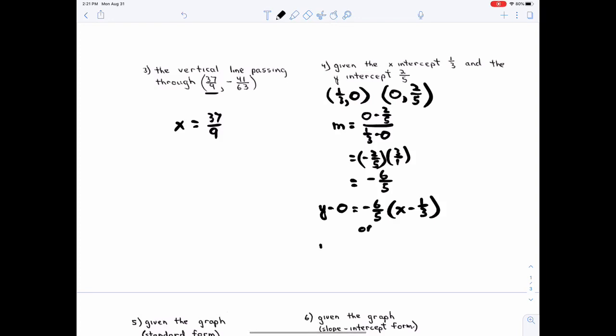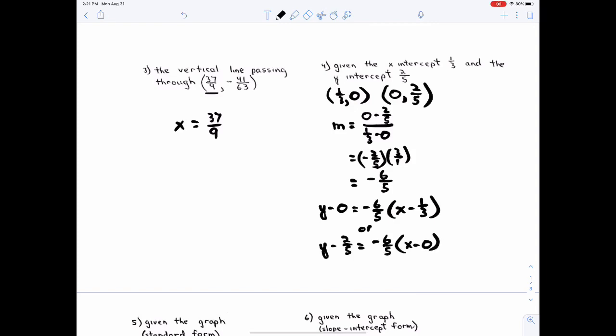Take the second point, y minus 2/5 times, equals negative 6/5 times x minus 0.